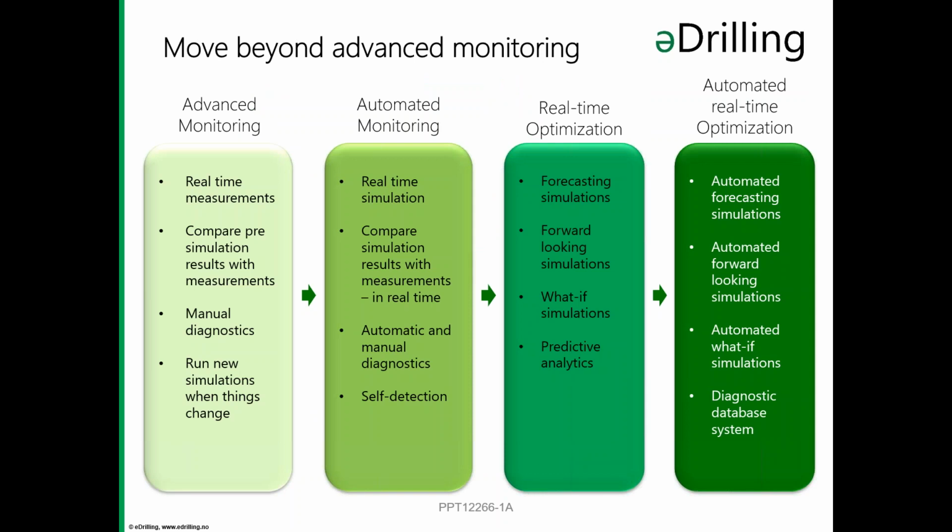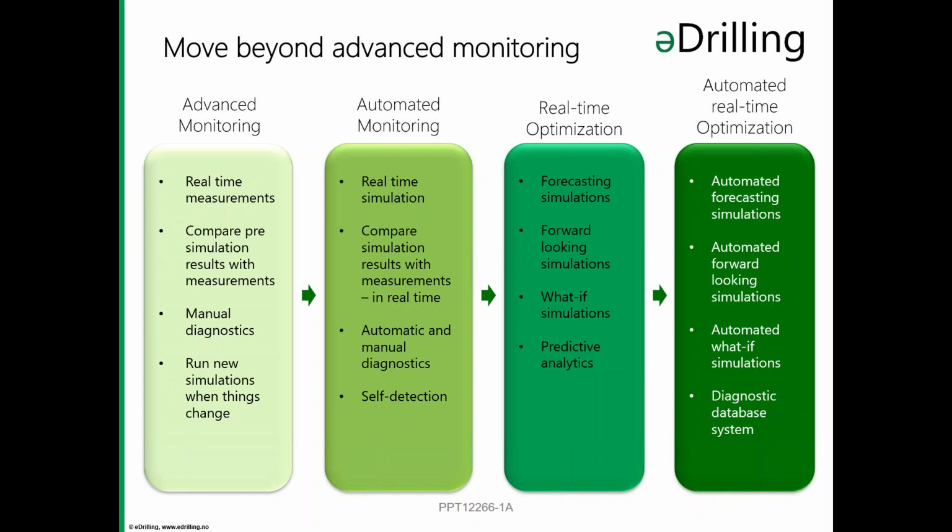Now, these features, diagnostics, predictive analytics, forecast, and what-if simulation are what you will find when you do automated monitoring and real-time optimization. But it's important to remember that today many do advanced monitoring. What they do is plot real-time measurements and compare them to pre-simulated scenarios. They look at the trend to see what's happening, and that requires, of course, a lot of manual diagnostics and manual work. They might also run manual simulations when things change, but often we see that it's never done.